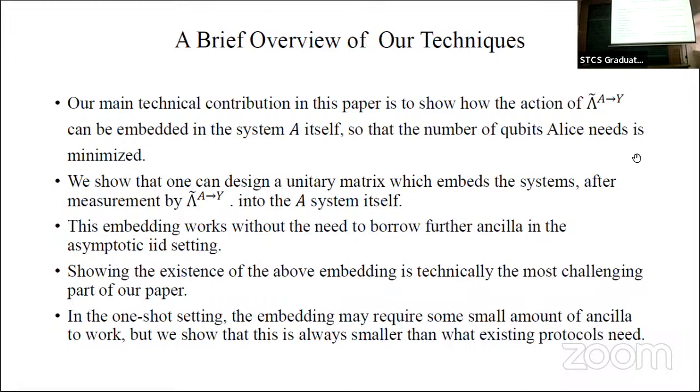Yeah. So their results are optimal in asymptotic IID when you have multiple copies. We get the same rates in that regime. We also get one-shot rates, finite sample rates. Okay, that's one thing. But the main improvement is that we can get the same rates but with zero catalyst. That's basically the point of it.